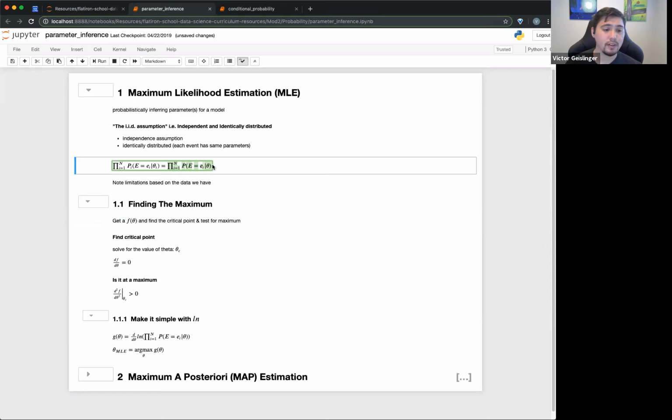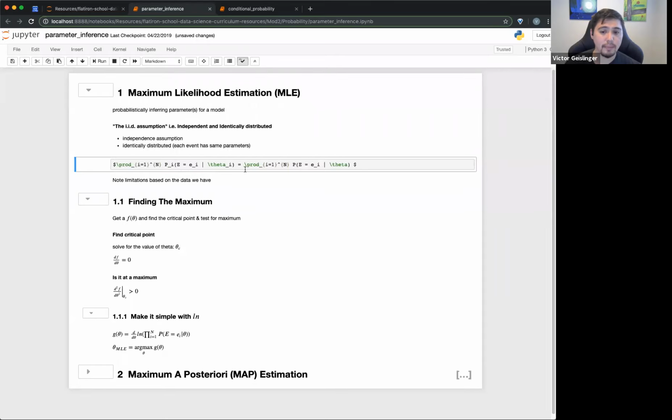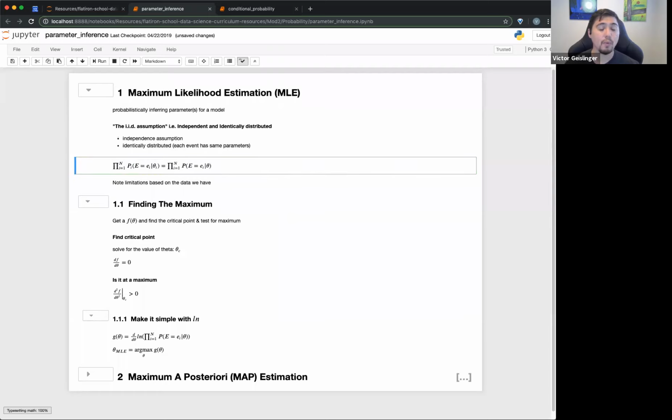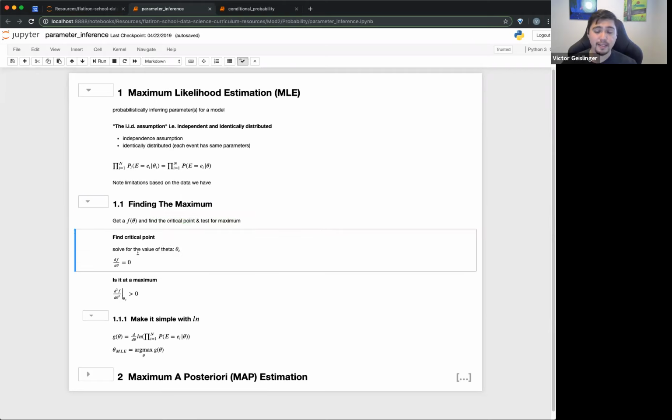So imagine flipping one coin, 2 coins, 3, we'll flip it 4 times. If I flip it 10 times, this n would be 10, and this probability would be based on what the parameters were each time. Essentially we have this function, and the goal is to find a critical point and test for the maximum. So the way we find this is we have this function f of theta, and we're finding the derivative of f with respect to theta, setting it equal to 0.